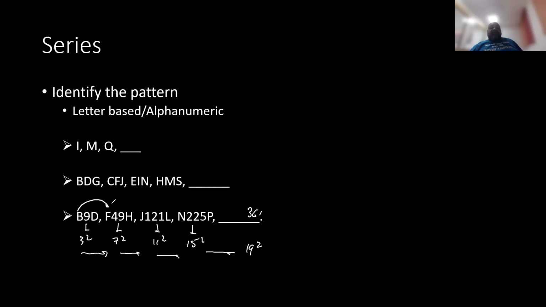B, C, D, E, F plus 4. F, G, H, I, J plus 4. J, K, L, M, N plus 4. So N, O, P, Q, R plus 4. D, E, F, G, H plus 4. H, I, J, K, L plus 4. And therefore from here also plus 4: P, Q, R, S, T. So R 361 T becomes the answer.